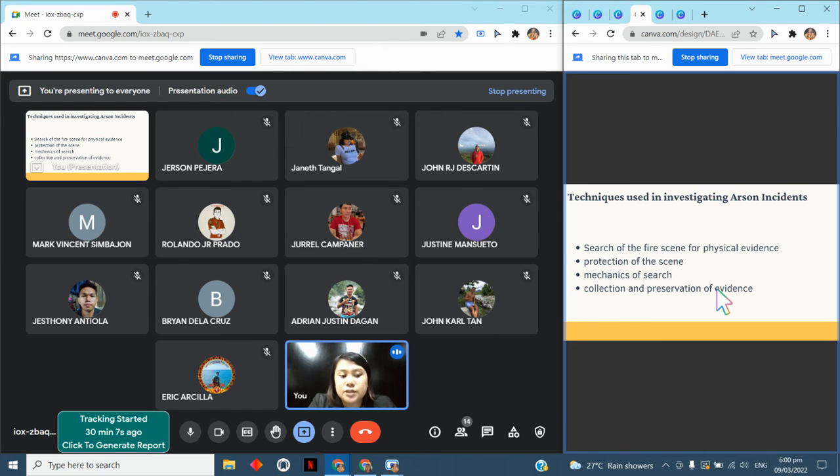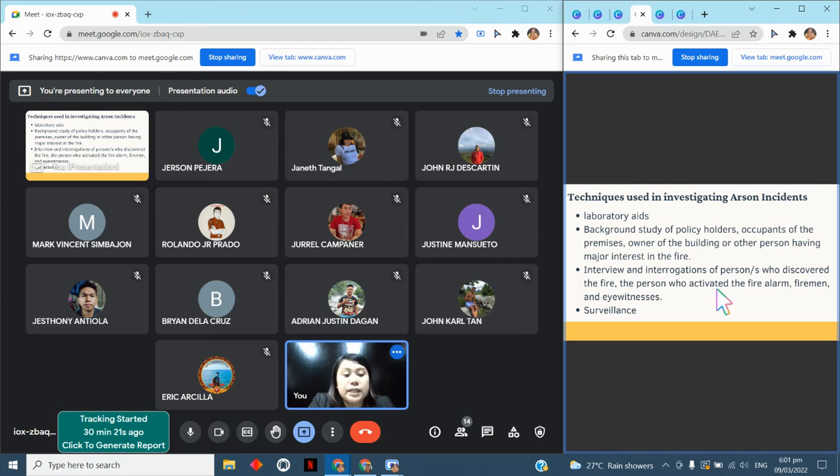So we have here the techniques used in investigating arson incidents. Search of the fire scene for physical evidence, protection of the scene, mechanics of search, collection and preservation of evidence. We have the laboratory aids, background study of policy holders, occupants of the premises, owner of the building, or another person having major interest in the fire. So usually, atong ila-ilahon kinsa ta iya sa building, kinsa ta iya sa occupants of the building. Kay maybe some of them may have the motive nga mag-set og fire.